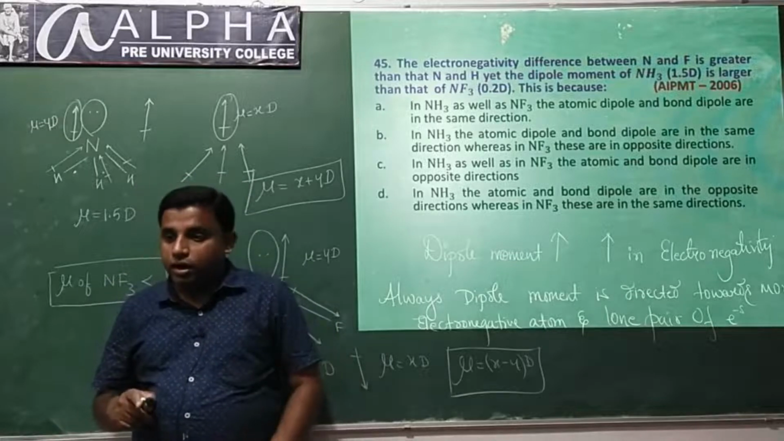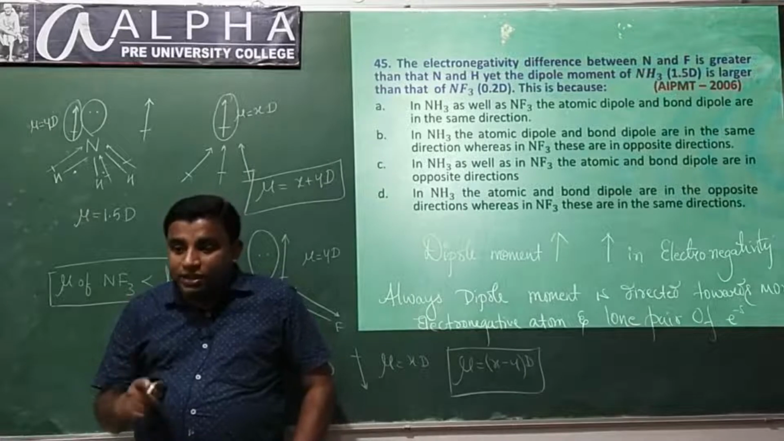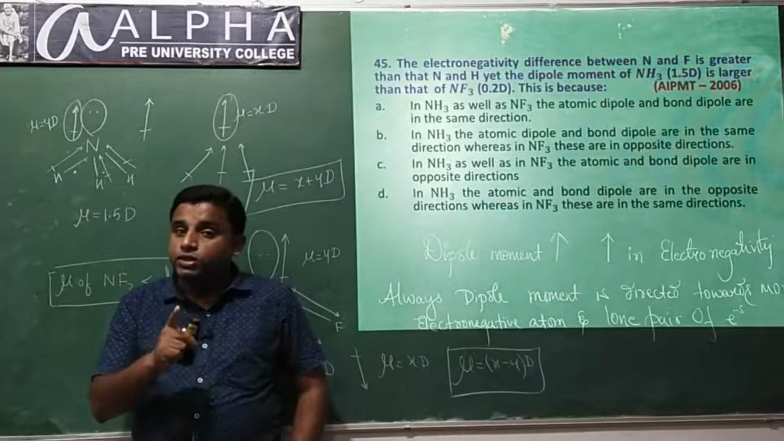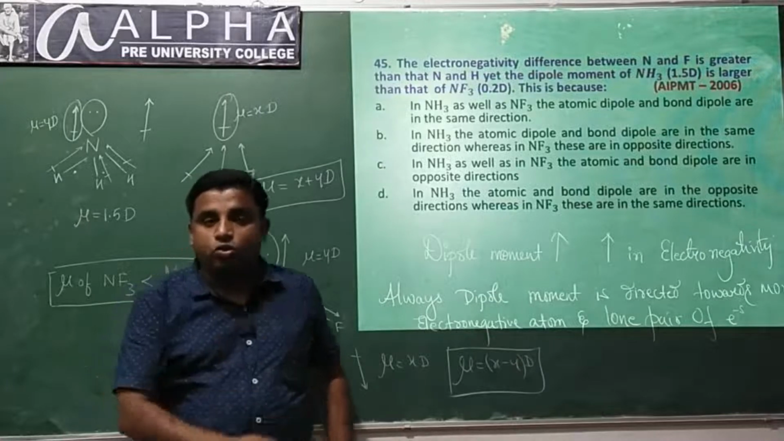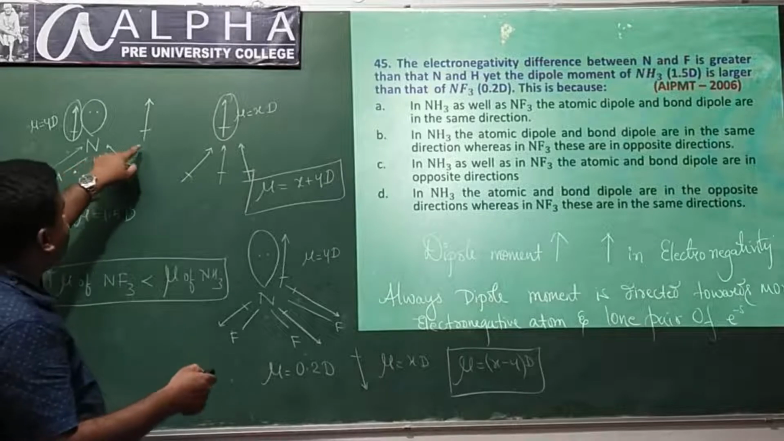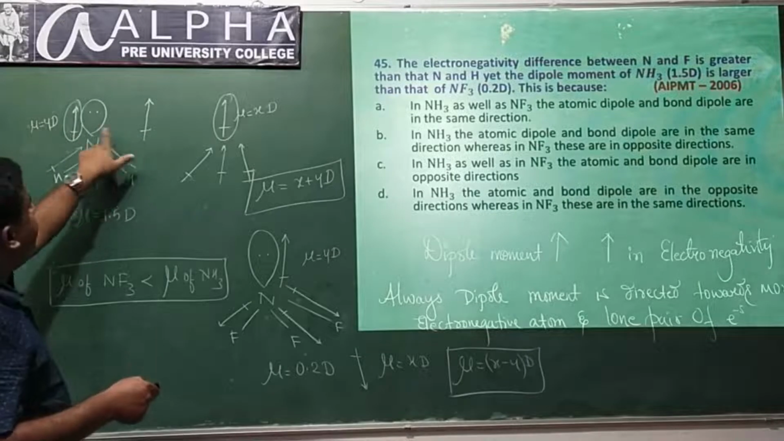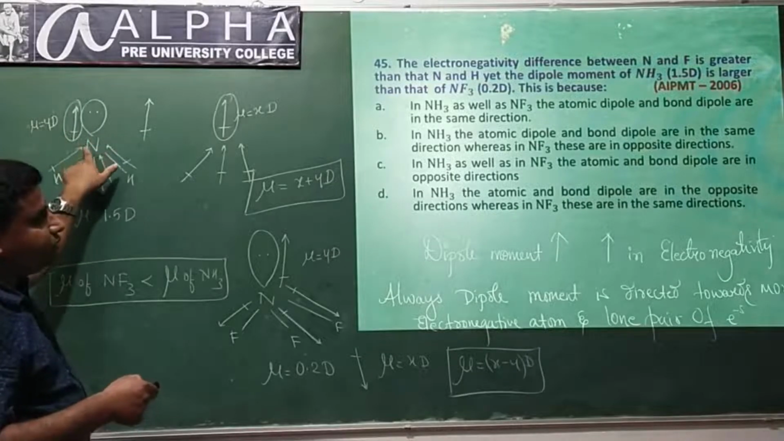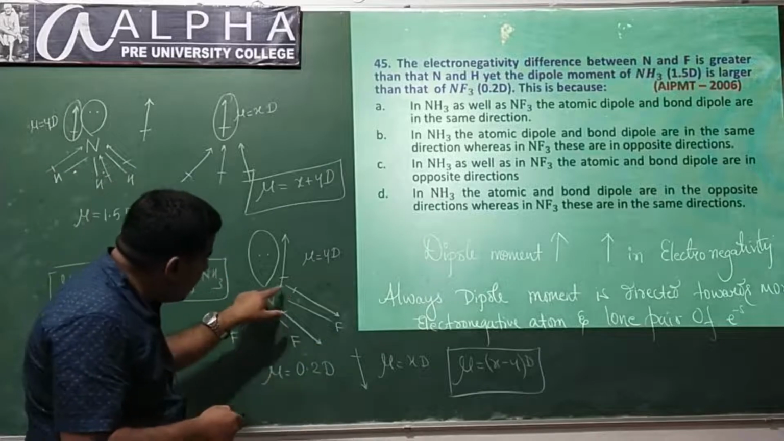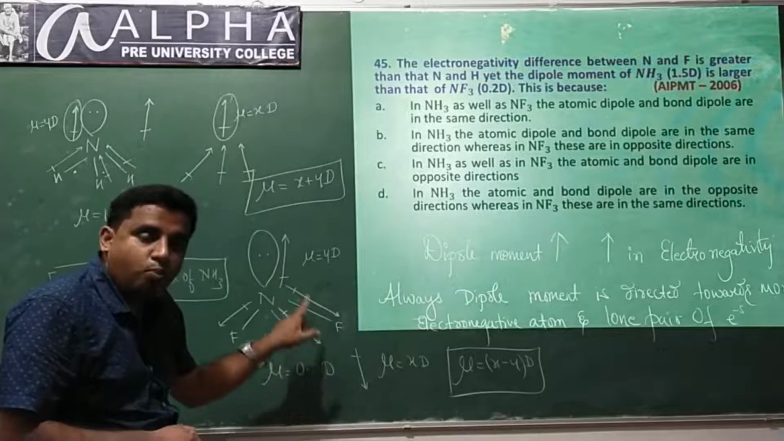In ammonia, the atomic dipole and the bond dipole are in the same direction, whereas in nitrogen trifluoride, these are in opposite direction. Is that correct? Yes, of course. In ammonia, the atomic dipole and the bond dipole are in the same direction, whereas in nitrogen trifluoride, they are in opposite direction.